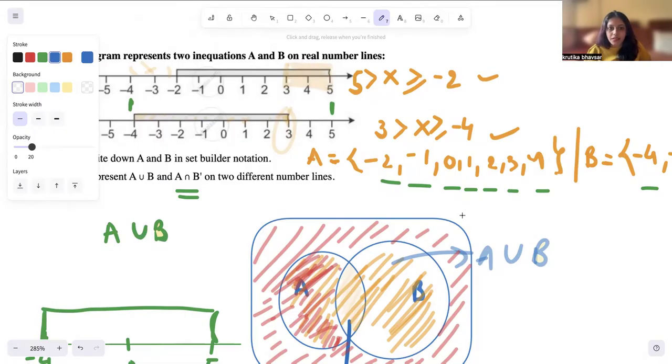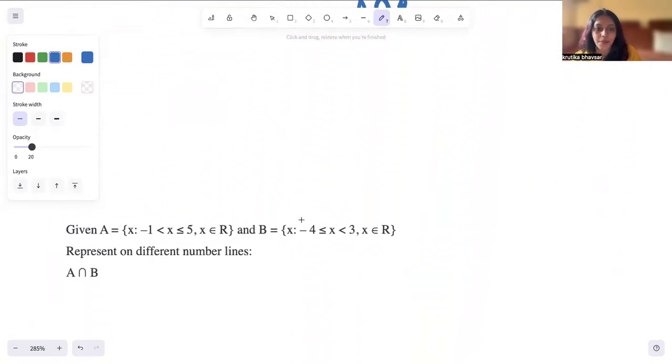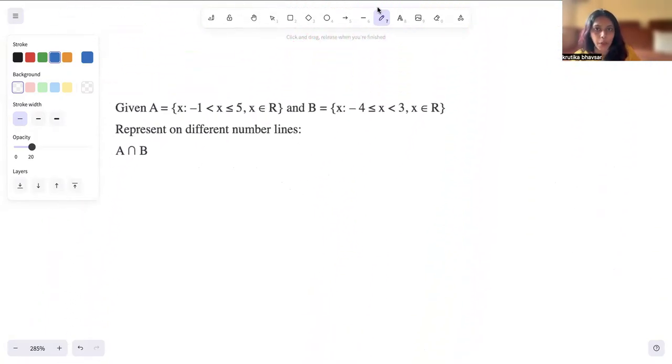Let's try to write it. What is going to be our A intersection B complement? It is going to be x belonging from 3 close bracket to 5 open bracket. And on number line, it will look something like 3, you have 4, you have 5, and on 5, you have open bracket, and on 3, you have close bracket. Okay? We're going to solve more questions like this for better clarity.